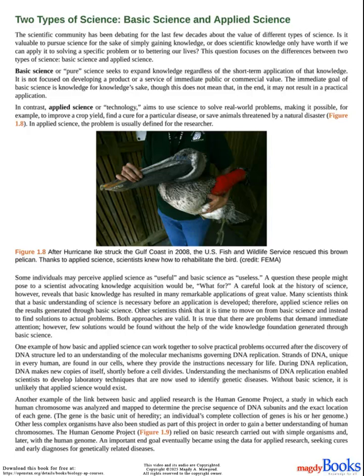1.1.4. Two types of science: basic science and applied science. The scientific community has been debating for the last few decades about the value of different types of science. Is it valuable to pursue science for the sake of simply gaining knowledge, or does scientific knowledge only have worth if we can apply it to solving a specific problem or to bettering our lives? This question focuses on the differences between two types of science: basic science and applied science.